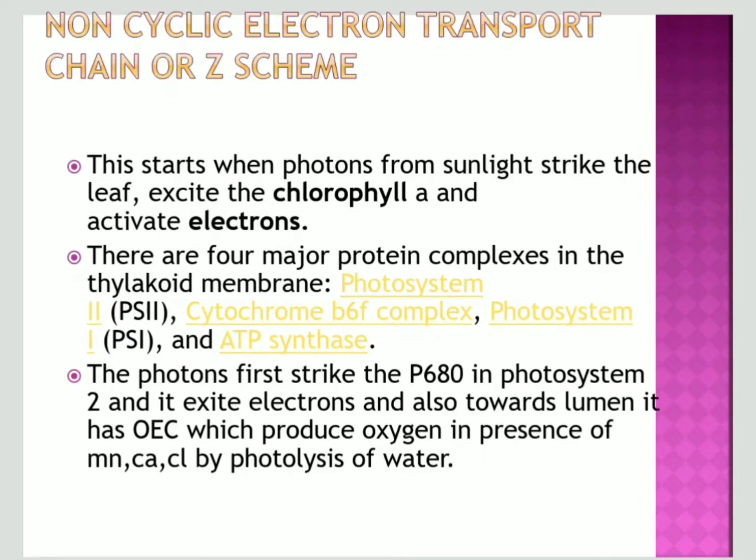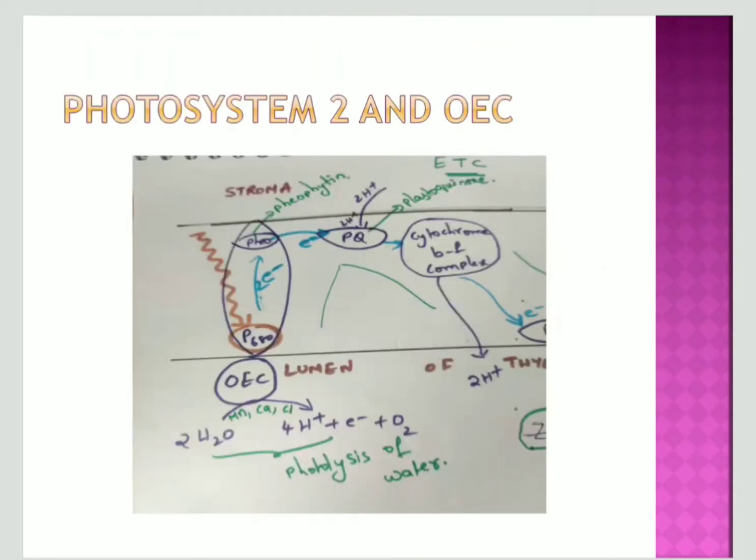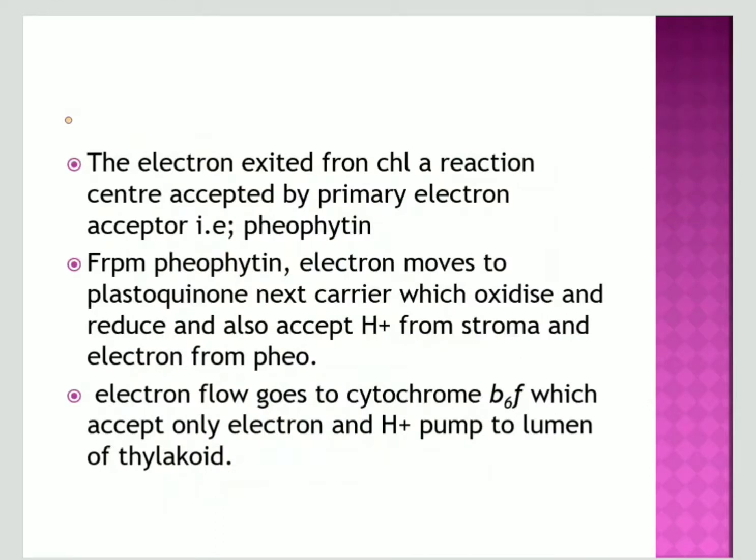When the sunlight strikes, it will excite the electrons. Also, on the lumen side, there is the OEC, the oxygen evolving center, which will split the water molecule to release oxygen, 4 protons and electrons. This is what we call photolysis of water. Okay, photolysis of the water.